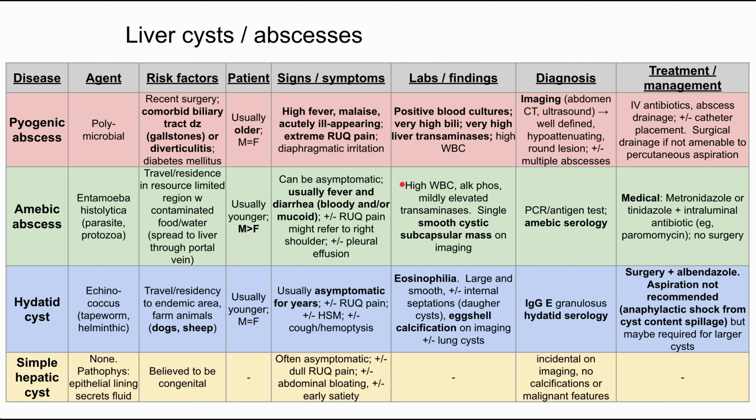Lab findings, you'll have high white blood cells, elevated alk-phos, and mildly elevated transaminases, not as much as in the pyogenic abscess. On imaging, you'll see a smooth cystic subcapsular mass. The diagnosis can be confirmed with amoebic serology, so it's a PCR or an antigen test for Entamoeba histolytica. The predominant symptom that you'll probably see is that bloody, mucoid diarrhea.